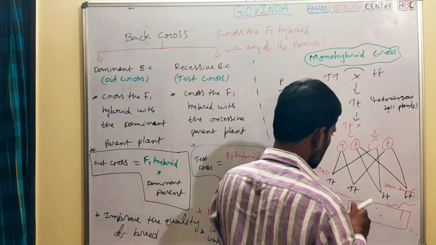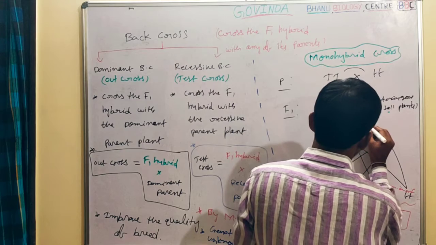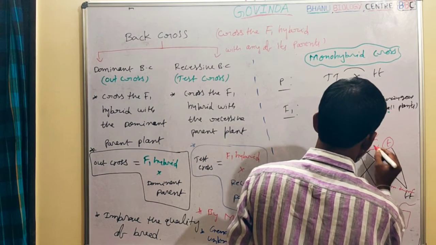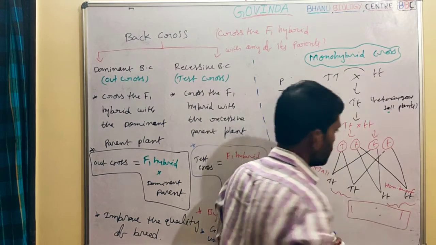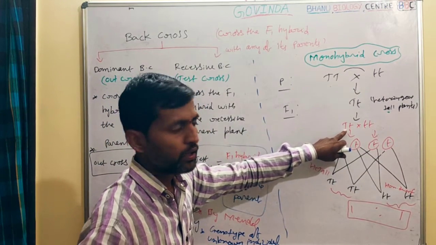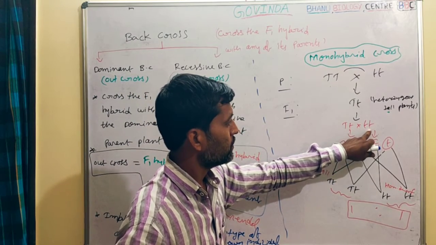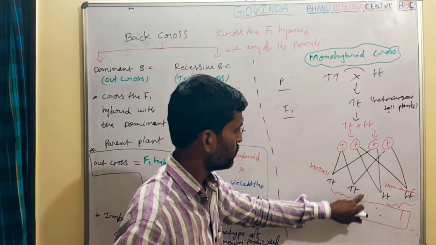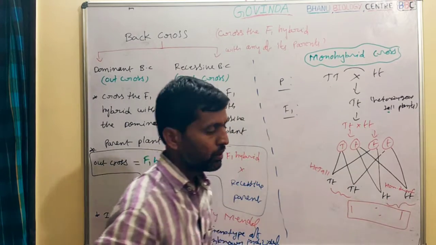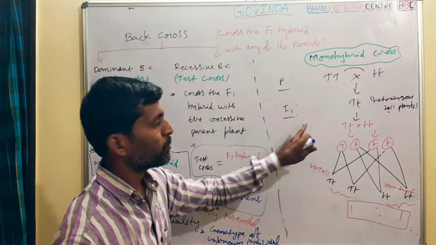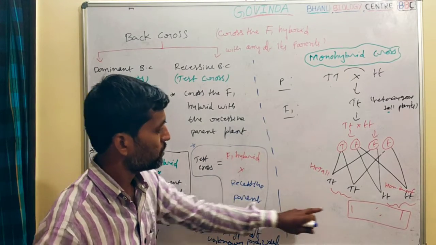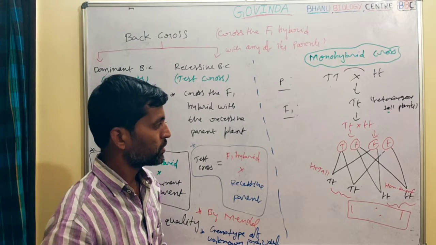Actually here, we do the cross with the small t, right? So in the test cross, the F1 hybrid will be crossed with the recessive parent. So these are the gametes. Then finally, these are the offspring we got. The ratio we obtained in the monohybrid cross by test cross is 1:1.